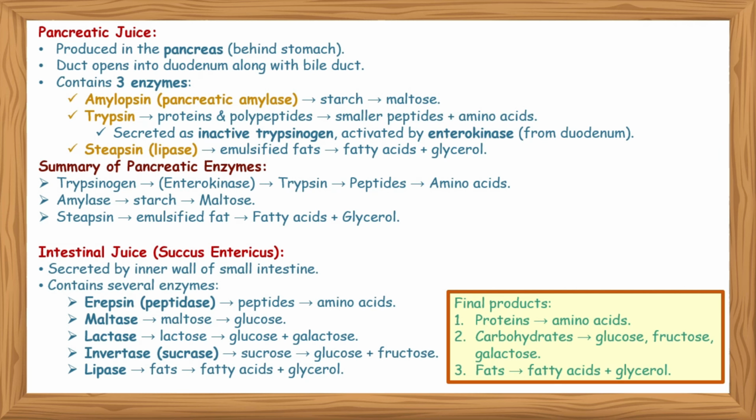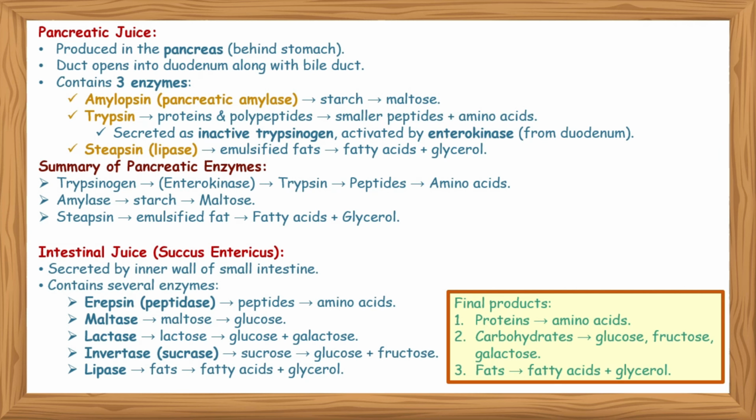Intestinal juice, or succus entericus, is secreted by the inner wall of the small intestine. It contains several enzymes like erepsin or peptidase, which breaks peptides into amino acids. Maltase acts on maltose to form glucose. Lactase acts on lactose to form glucose and galactose. Invertase or sucrase acts on sucrose to form glucose and fructose. Lipase acts on fat and converts it into fatty acid and glycerol.